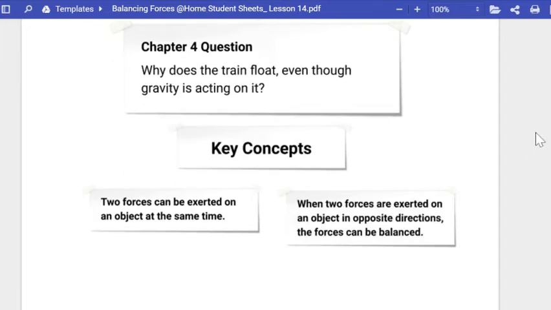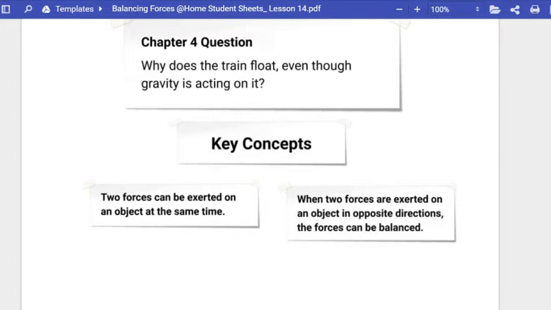Our question is, why does the train float even though gravity is acting on it? And our key concepts that we've learned so far are that two forces can be exerted on the object at the same time. And when two forces are exerted on an object in opposite directions, the forces can be balanced. So on Monday, you learned in your class that forces that are balancing forces cause an object to stay still.